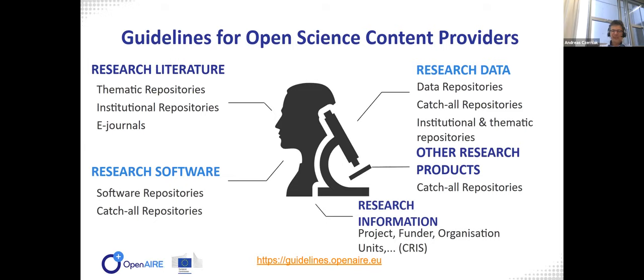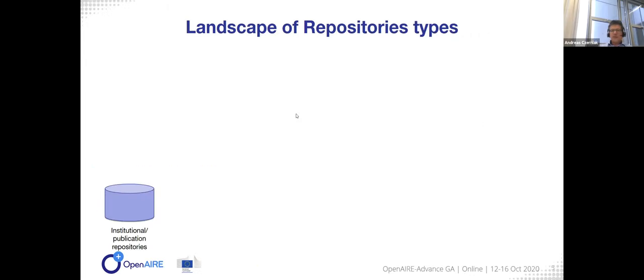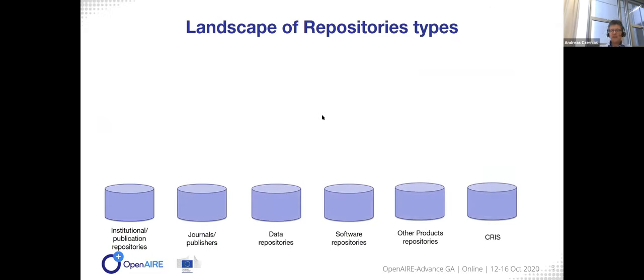Last but not least, the researcher has some information about their research project, so the project identifier, the project is funded by funders often. The researcher is related to an organization and so on. And this could be found in CRIS systems, current research information systems. So the landscape of repository types is similar to what we saw before. We have institutional and publication repositories. We have journals, data repositories, software, other products. And what is coming up in the near future, and in most institutions at the moment, are CRIS systems.